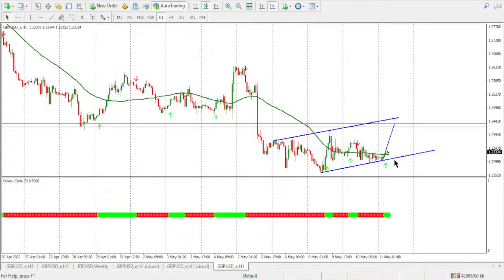And in case the price breaks below this lower trend line, then that also will be a very good place to look for a sell from. So we are basically still sellers. If the price gets to this point, we look for a sell. If the price breaks below this level here, we'll still be looking for a sell.